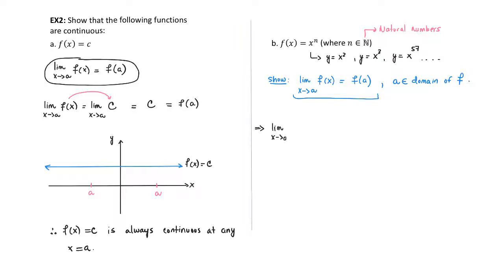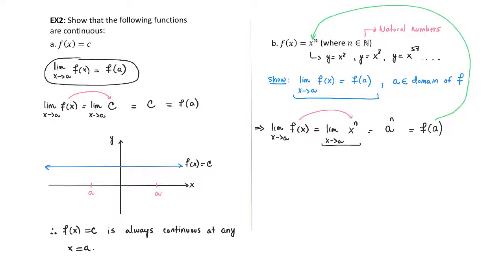The limit as x approaches a of f of x. I'm going to go ahead in this step and substitute f of x with x to the n, just as I did before, right? F of x is equal to x to the n. And this limit right here is already in our toolbox from section 2.3. We already know that this limit is equal to a to the n. But a to the n is exactly f of a. If I take a and replace it into the variable to calculate f of a, I get a to the n.